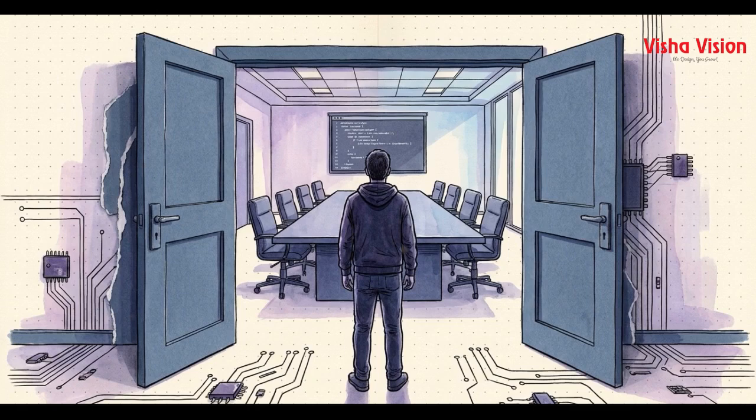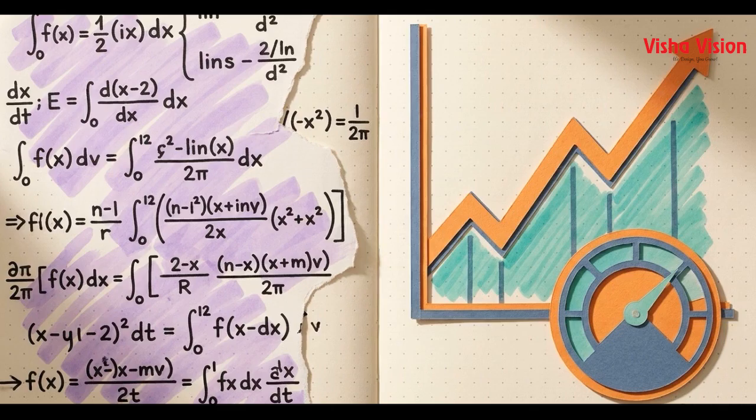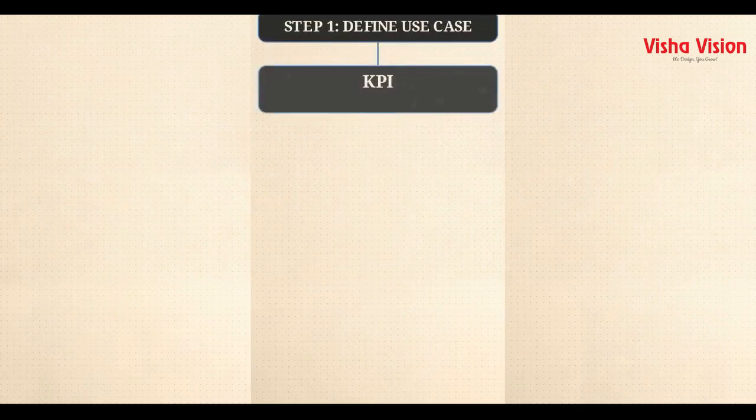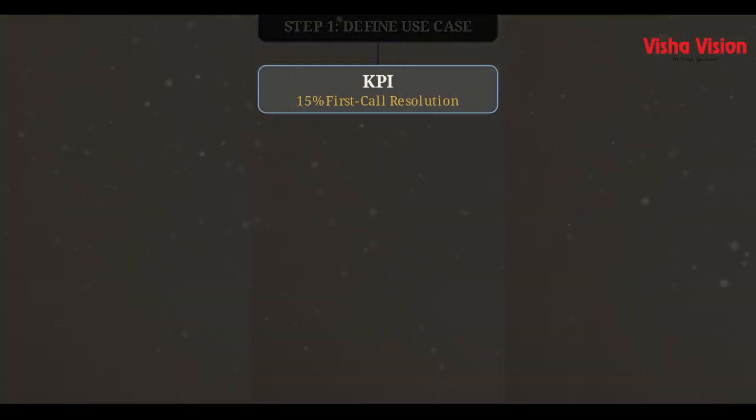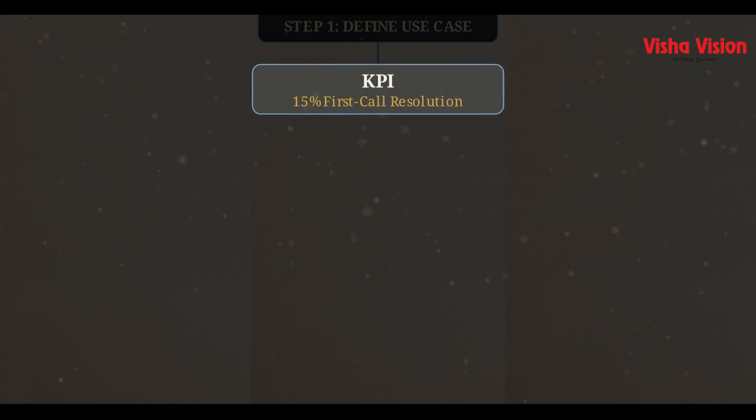Taking an AI project into production requires a shift in mindset. It stops being a math problem and becomes a rigorous exercise in business logic and risk management. Step 1 of this framework is defining the use case, and that process starts with a single, measurable business KPI. Think of a very specific metric, like a 15% increase in first call resolution. If you are unable to tie your project to a hard metric like that, you need to stop. All downstream engineering choices become meaningless without a defined target.